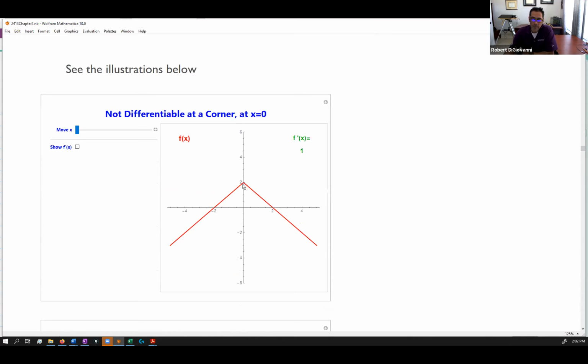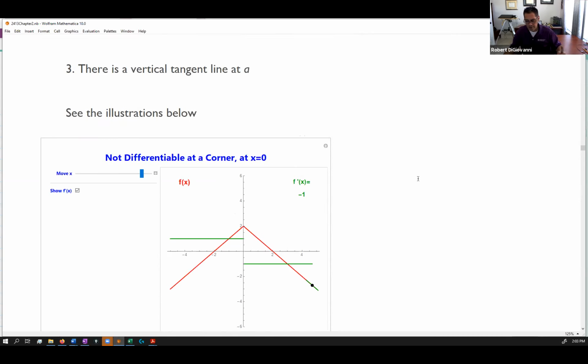A corner. You can't be differentiable at this corner, and I illustrated this already. As you move, the slope of the tangent line is constant, and all of a sudden, immediately, it's like going from hot to cold. Boom, you switch. Because of that rapid switch at 0, it's undefined. At the corner, it's undefined. Once you get past the corner, it's defined again. So not differentiable at that corner.